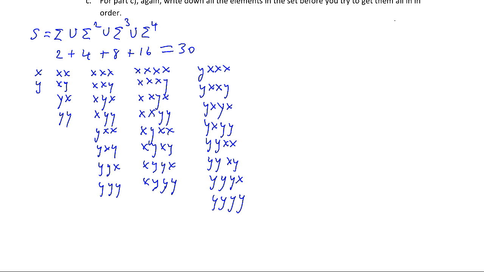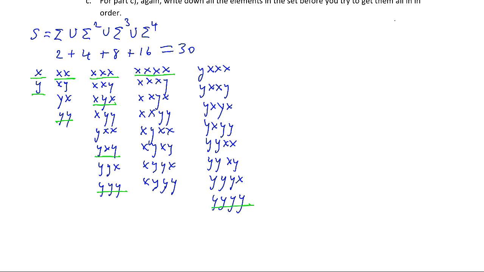Now I'm going to go ahead and look for those that are palindromes, that is, the same read forward as backwards. X and Y both make the cut. XX and YY make the cut. Triple X, triple Y, quadruple X, quadruple Y. And now if I put a Y in the middle, I'm okay. Or just an X in the middle, I'm okay. They read the same forward as backwards.